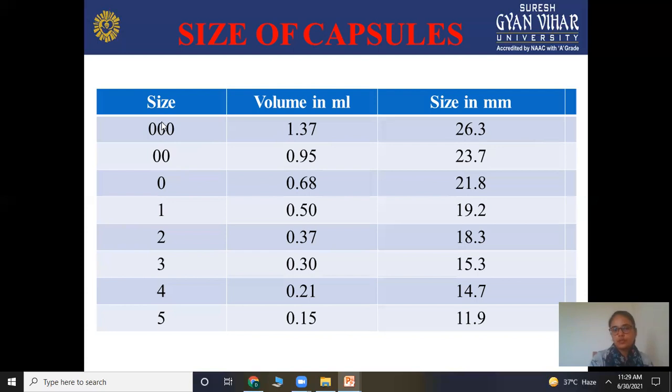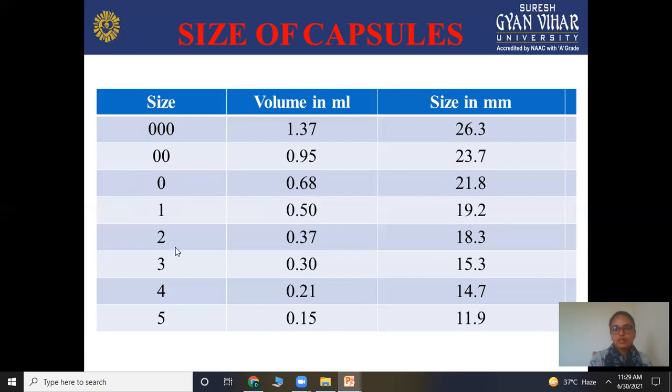Next, smaller than 000 is 00 size, and volume filled is 0.95 ml, and size in mm is 23.7. After this 00, the next smaller size is 0, and volume filled is 0.68 ml and size is 21.8 mm. Next, after 0, the smaller size is 1, and in 1 the volume is 0.50 ml and size is 19.2 mm.